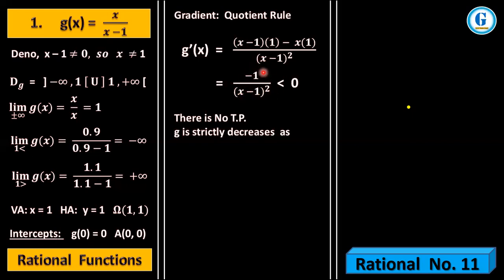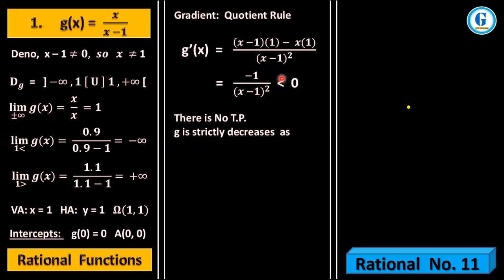And observing this, you see that the numerator here will always be negative. And since the denominator is squared, the denominator is always positive. A negative number divided by a positive number is a negative number. This tells us that this gradient function is always negative. So we say it's strictly less than 0. And we conclude that this curve is strictly decreasing.